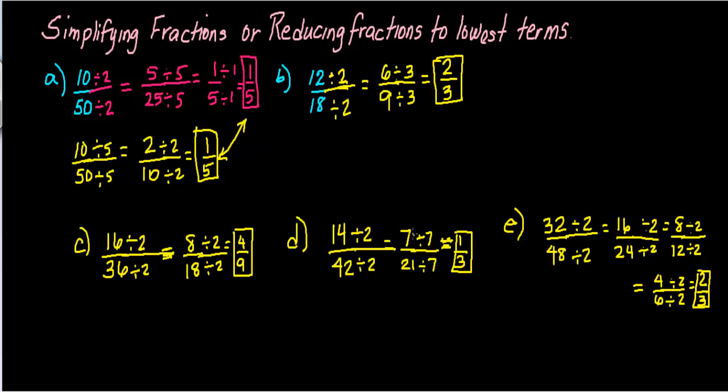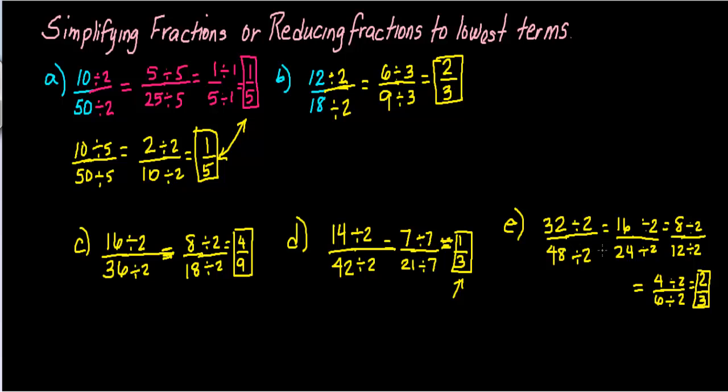And then I see that 7 and 21 have common factors, because 7 times 1 is 7, and 7 times 3 is 21. So they both share a common factor of 7. So I divide by 7 in the numerator and denominator, and in the numerator I get a 1, in the denominator I get a 3, and there is your lowest term fraction.